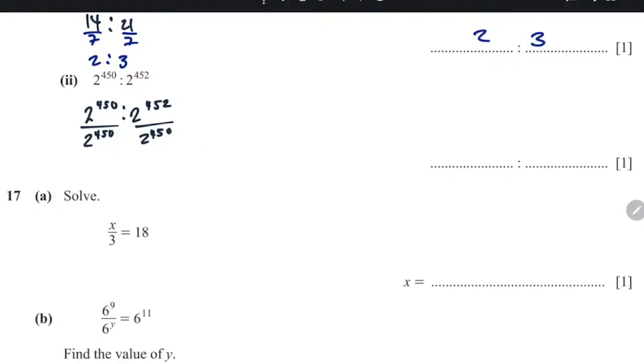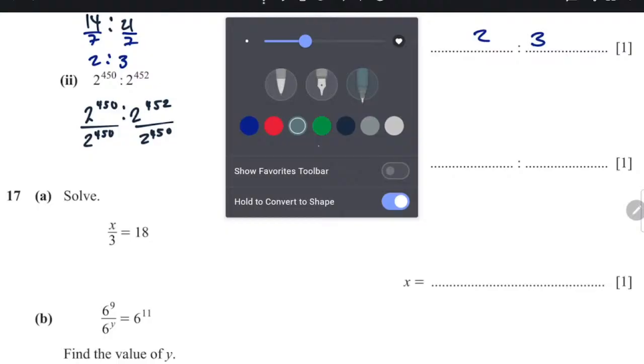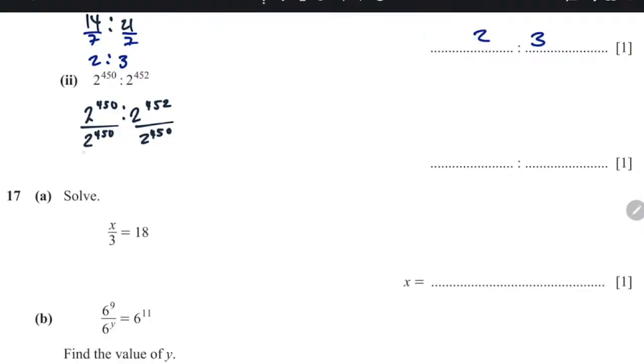Remember, when the bases are the same, you just subtract the powers. So this becomes 2 to the 450 minus 450, that's 0, so it's 2 to the 0. And 2 to the 452 minus 450, that's 2. So we now have 2 to the 0 as to 2 to the 2. Any number to the power 0 is 1, and 2 to the power of 2 is 4. So it becomes 1 as to 4. This is another way of doing it. Can you see?